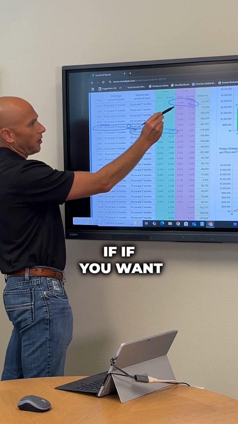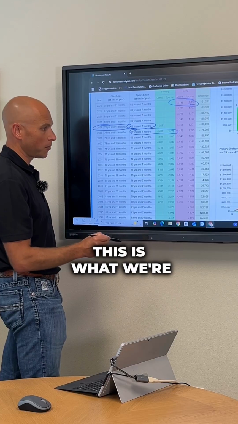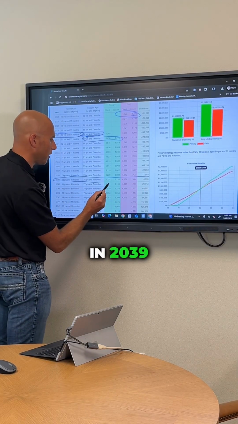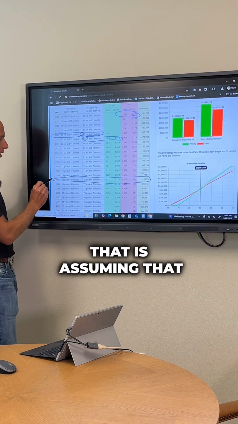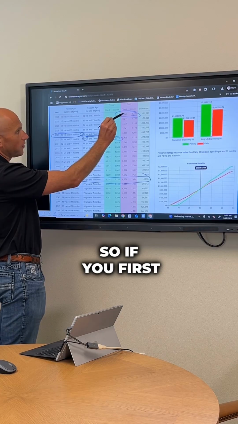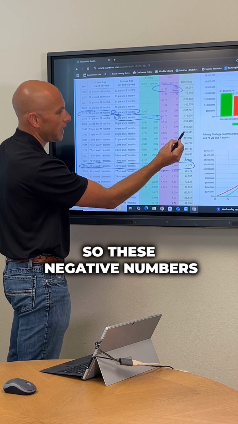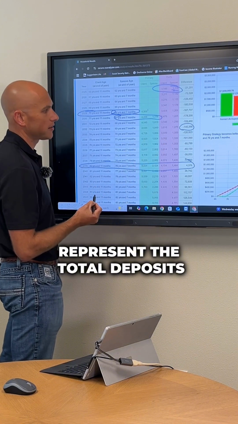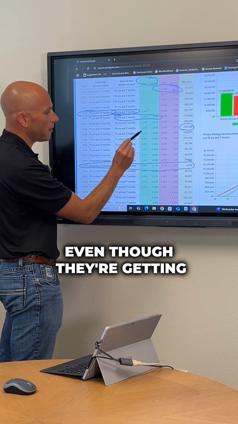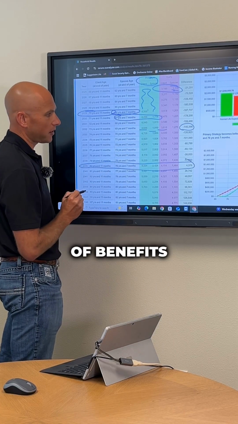Now, if you want to take it early versus your twins, who's going to win the race of cash flow? This is what we're going to look at. Where it breaks even is down here in 2039, assuming that they're going to live a very long life. So if you first start taking your benefit, you get paid less, but you're getting more total deposits. These negative numbers represent the total deposits coming in that the delayers have to catch up to. Even though they're getting paid more monthly, they've missed out on all these years of benefits.